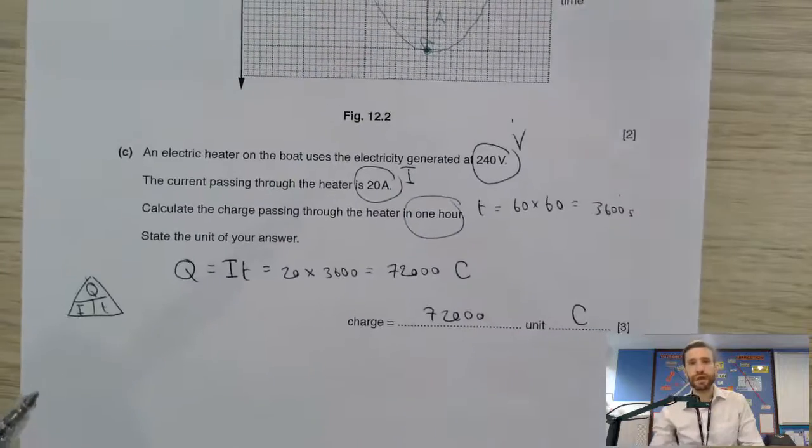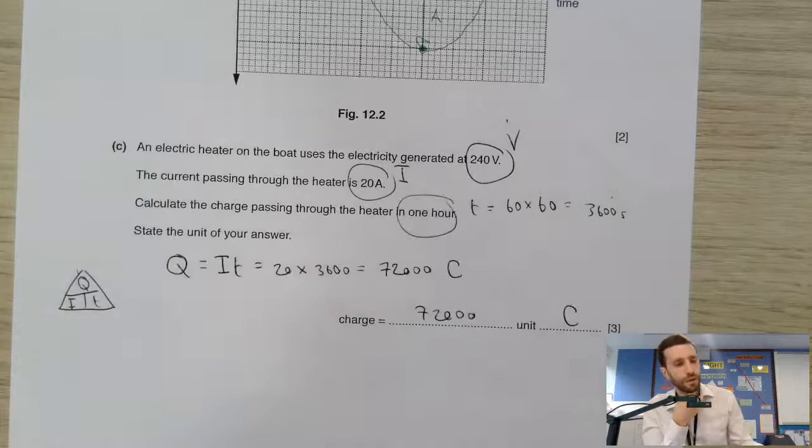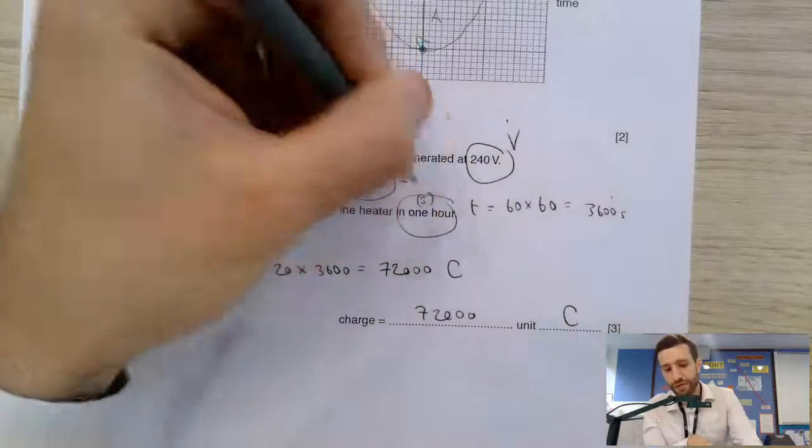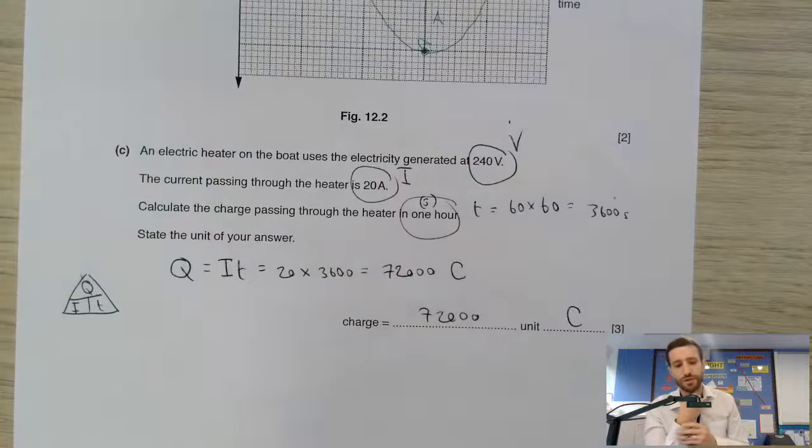Okay, electric heater on the boat. We're told 240 volts, might as well label that as V. We're told a current of 20 amps, and a time of 1 hour. Remember, your hour has to be in seconds. So I've gone straight off and said 60 minutes times 60 seconds, 3,600 seconds.